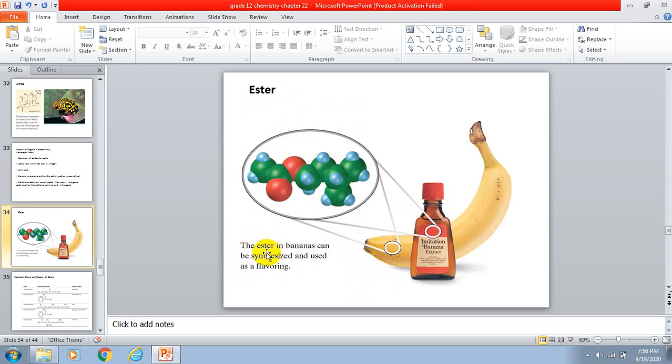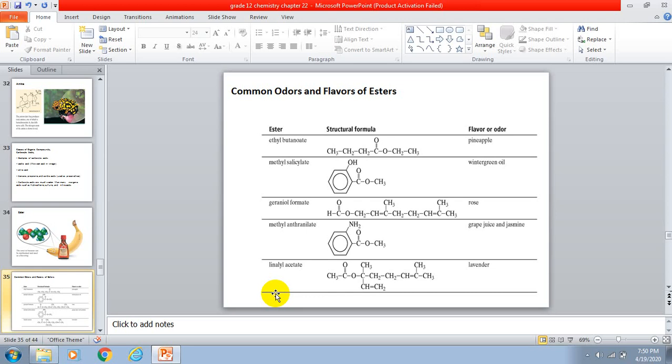Esters, present where? In bananas. Esters in bananas can be synthesized and used as flavoring. These are the structures for the esters: butanoate, methyl salicylate, geranyl formate, methyl anthranilate, linalyl acetate, wintergreen oil, pineapple, rose, geraniol, then grape juice and jasmine, this one is for the smell as well, and lavender as well, which we use as a room spray, air fresheners.